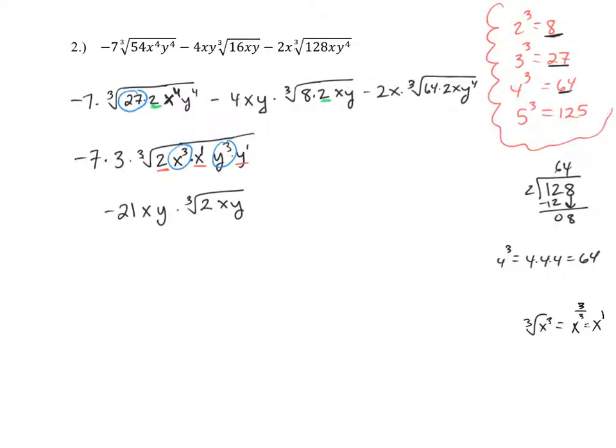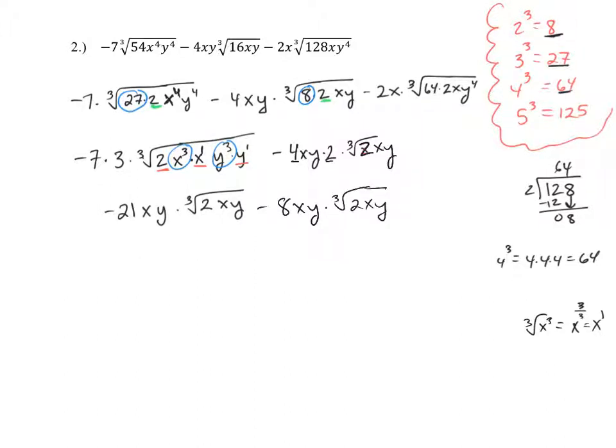Okay, so there's our first one. Now let's look at this next one. I had minus 4xy. Okay, so minus 4xy. I'm going to go ahead and take the cube root of 8, and that's going to give me a 2. Okay, and then I have the cube root of 2xy. So then that would simplify. I'll multiply my numbers there, and so I'd get -8xy times the cube root of 2xy.